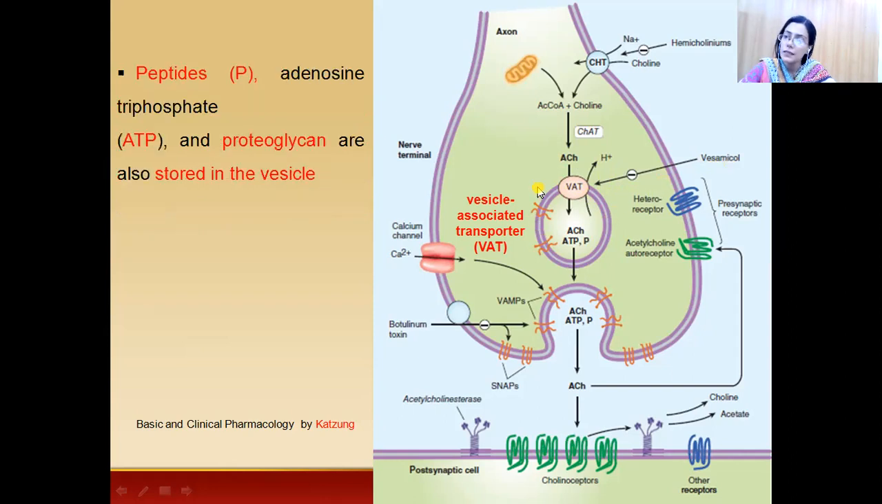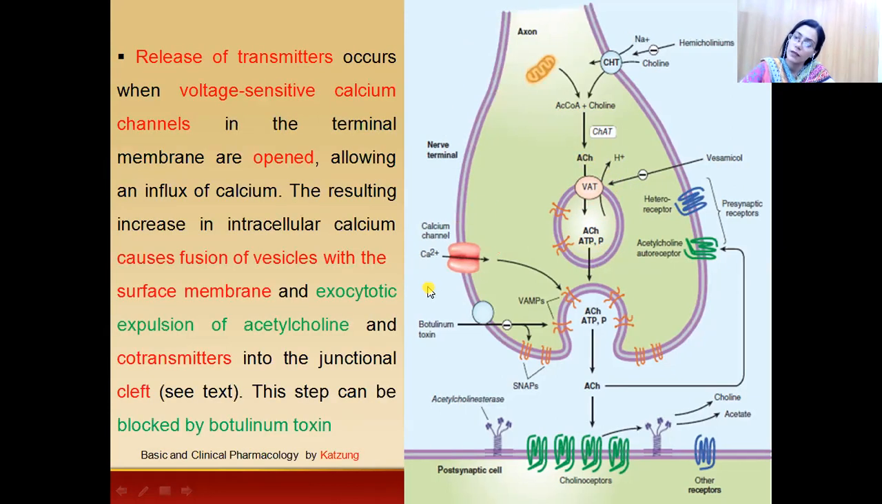Now, in this vesicle, along with the acetylcholine, we also have ATP, that is adenosine triphosphate, and proteoglycan. So, in this vesicle, we have neurotransmitter acetylcholine and co-transmitters ATP and proteoglycan. Whenever there is an action potential, a stimulus to the neuron, there will be opening of the voltage gated calcium channels on the neuron. As a result, there will be influx of calcium in the neuron.